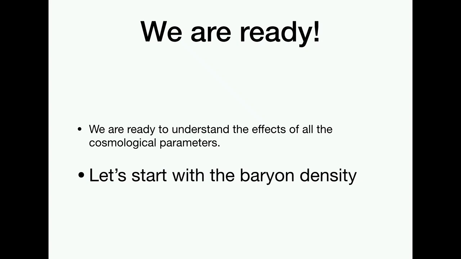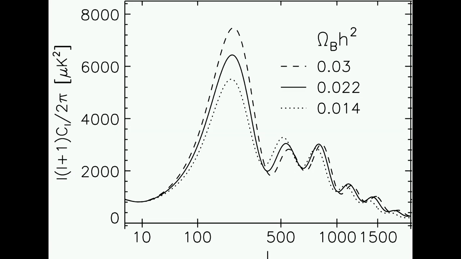Now, I'm going to walk you through everything once again, this time in power spectrum space. So this is the highlight, okay? Highlight of this lecture. Let's see if you can reconstruct what you see here before I say anything, okay? The dashed line has a larger baryon density, and the dotted line has a smaller baryon density. First peak goes up, second peak goes down, third peak almost intact, and so forth. Notice that the peak positions also changed.